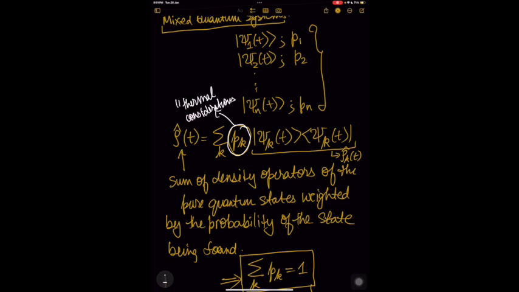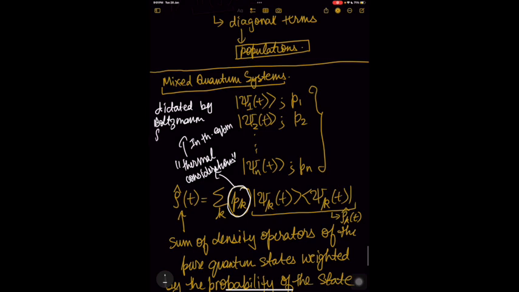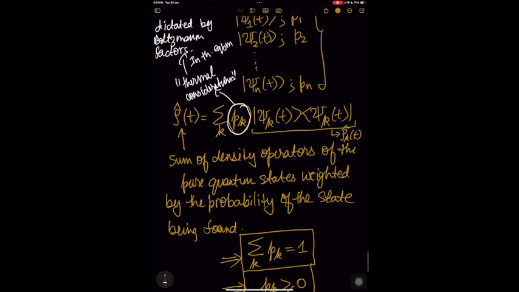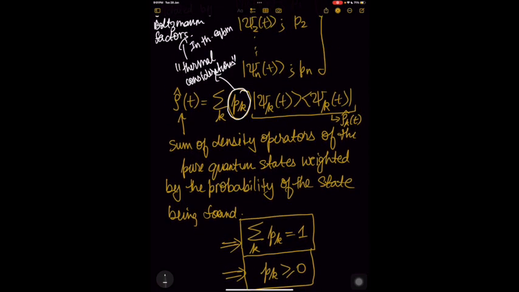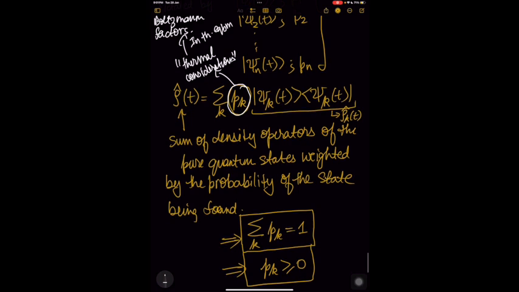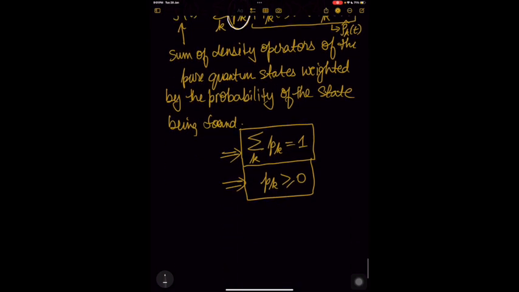And if you're in thermal equilibrium, these are dictated by the Boltzmann distribution or factors. Okay, so that's good. So you can describe this statistical ensemble using the density operator.